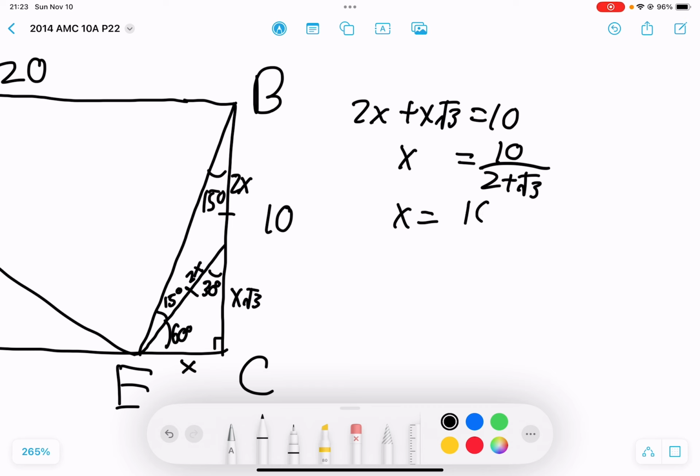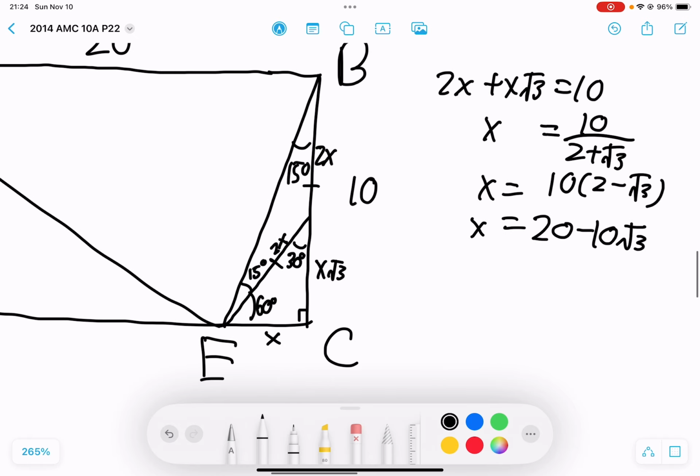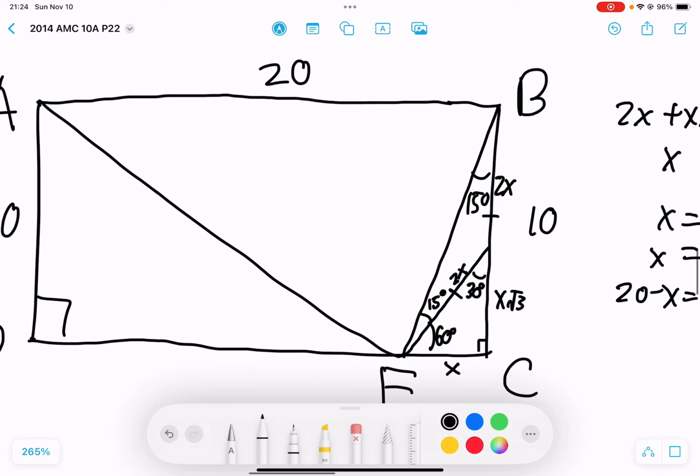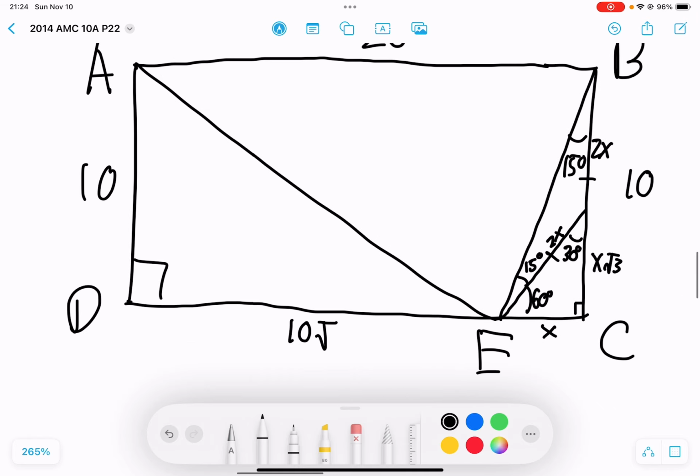So x is going to be 10 times 2 minus root 3 over 2 plus root 3 times 2 minus root 3, which is 4 minus root 3 squared, which is 4 minus 3, which is just 1. So that's just 20 minus 10 root 3. If x is 20 minus 10 root 3, then 20 minus x is going to be 10 root 3. So this means that DE is 10 root 3.